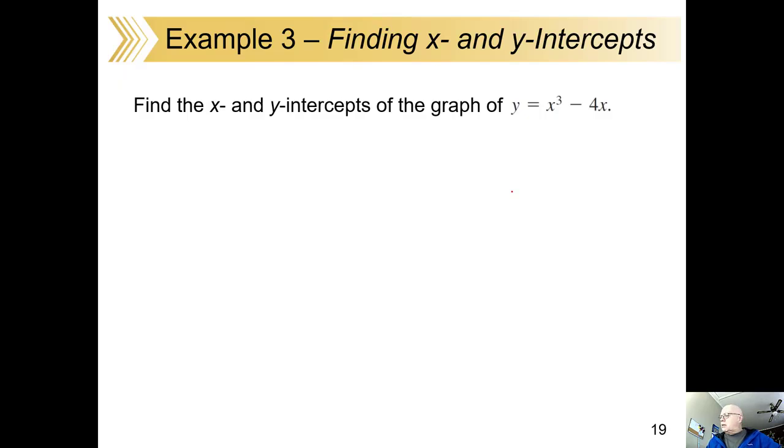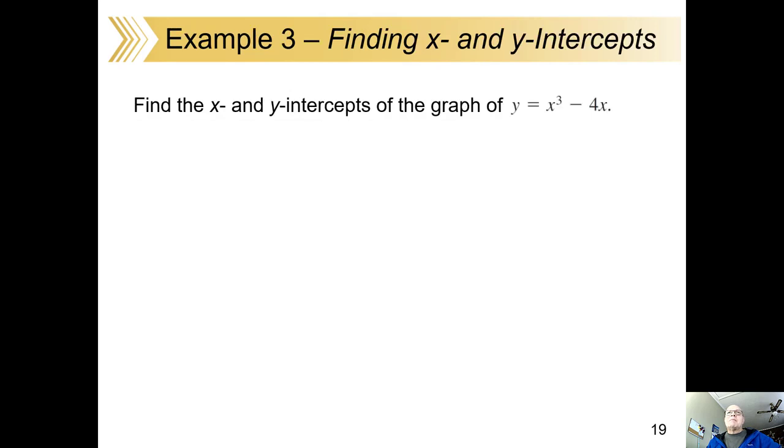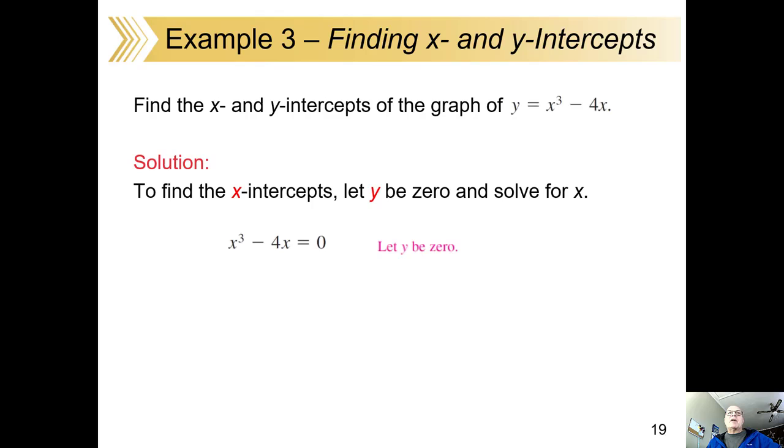Well, go back to your notes. If you want the x-intercepts, set the y equals 0. If you want the y-intercepts, let the x be 0. So, here we go. X-intercepts, let the y be 0. So, your graph of y equals x cubed minus 4x becomes 0 equals x cubed minus 4x, because the y is 0 for x-intercepts.